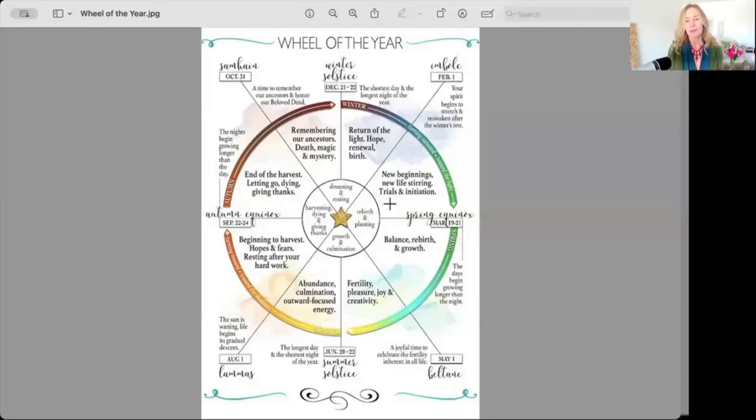Unless you're tropical. And if you're tropical, you don't experience these, because in the tropics, you're close to the equator. So you don't experience the light and the dark moving like you do in the other regions of the world.